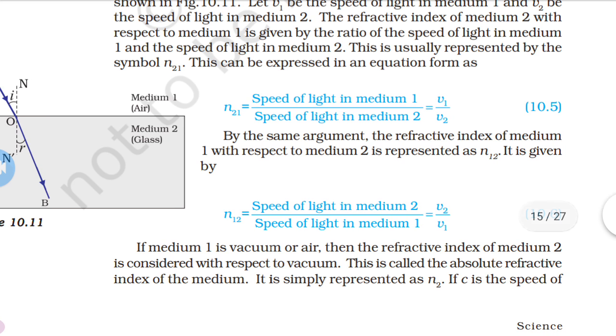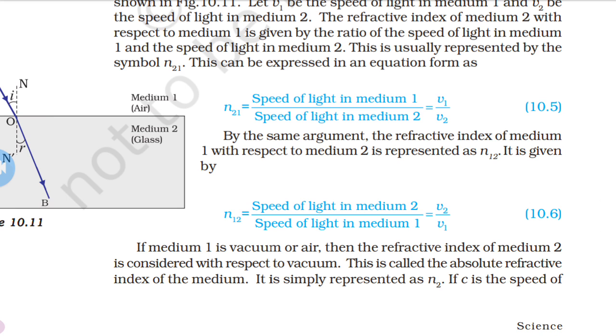Let it be equation number 1. By the same argument, the refractive index of medium 1 with respect to medium 2 is represented as eta 12, and it is given by eta 12 is equal to speed of light in medium 2 divided by speed of light in medium 1, is equal to v2 upon v1. Let it be equation number 2.